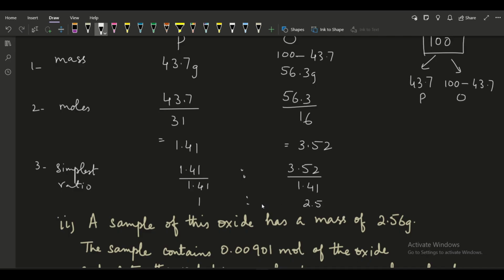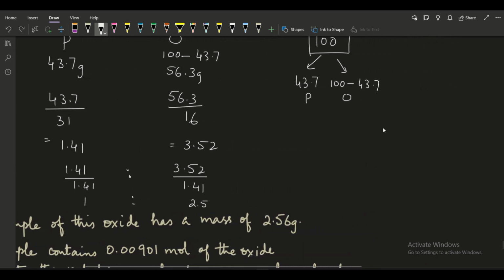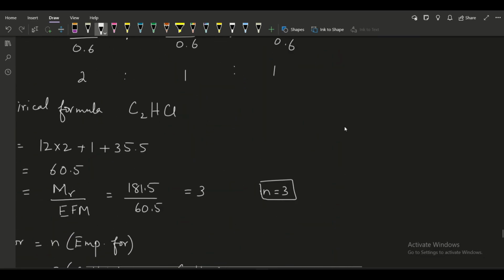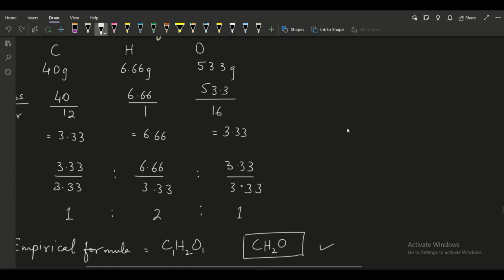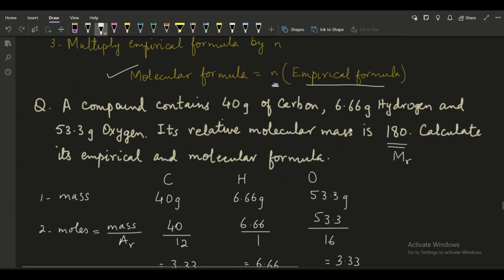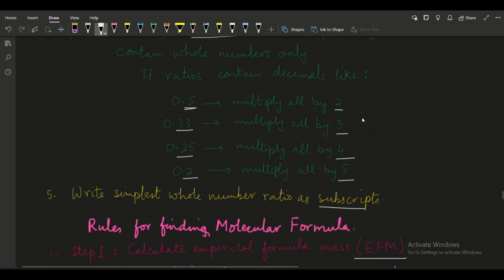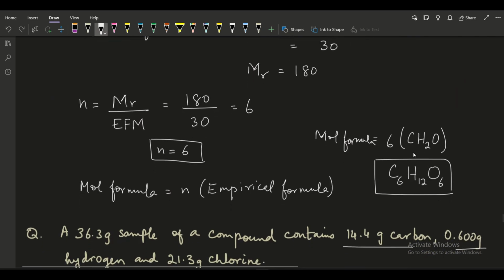Now here you can see that this ratio is not in whole numbers, so you have to round it off. I just told you before that you have to multiply all these ratios with any suitable number so that you can round off easily, like I've told you here. So this is what we are going to do now.